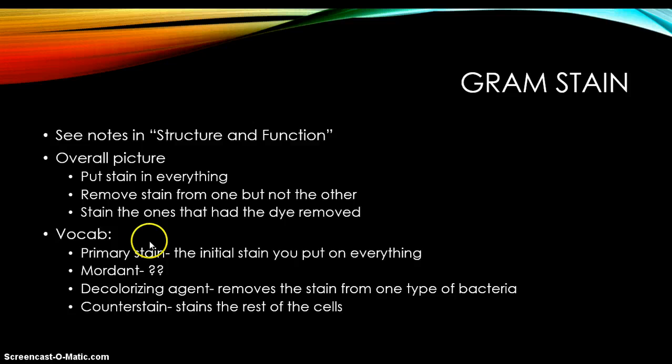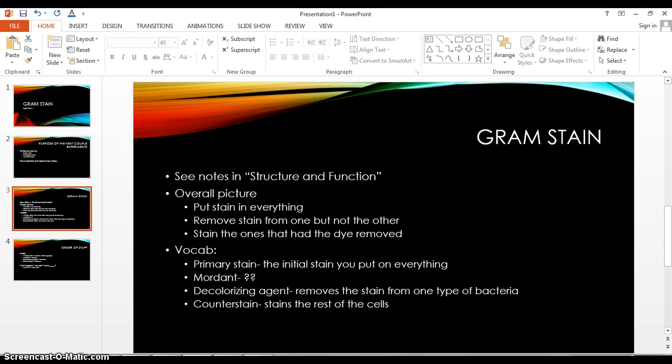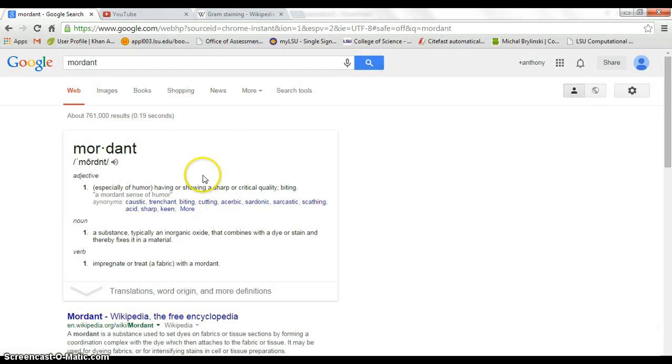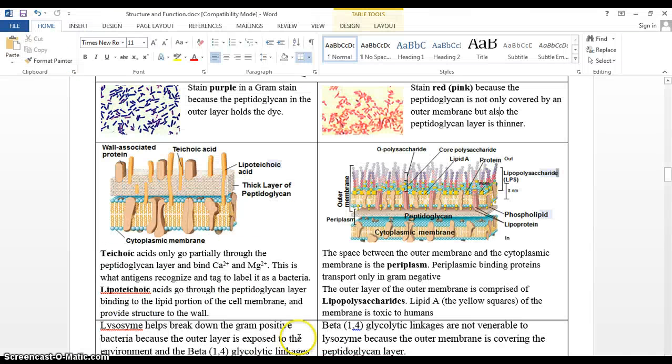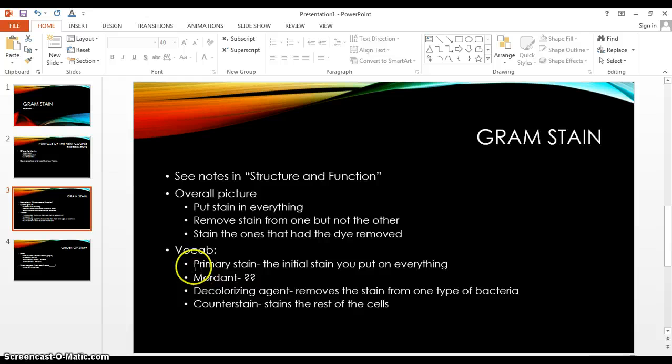Your primary stain is that initial stain that you put on everything. So in your overall picture, you put a stain on everything. This is your primary stain. Your mordant is not as conceptual or intuitive. I don't know what mordant does, and this is an important skill I used when studying for the test: you look it up. If you type mordant into Google, you'll get a definition that says a substance, typically an inorganic oxide, that combines with a dye or stain and thereby fixes it in a material. So that's what it does: it fixes the primary stain into the cells.